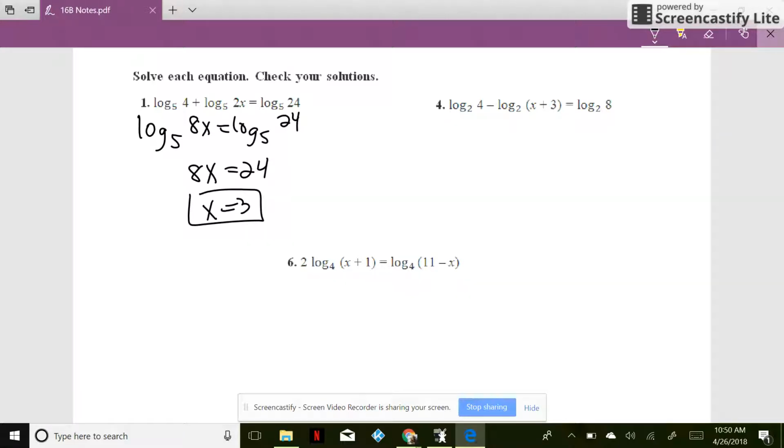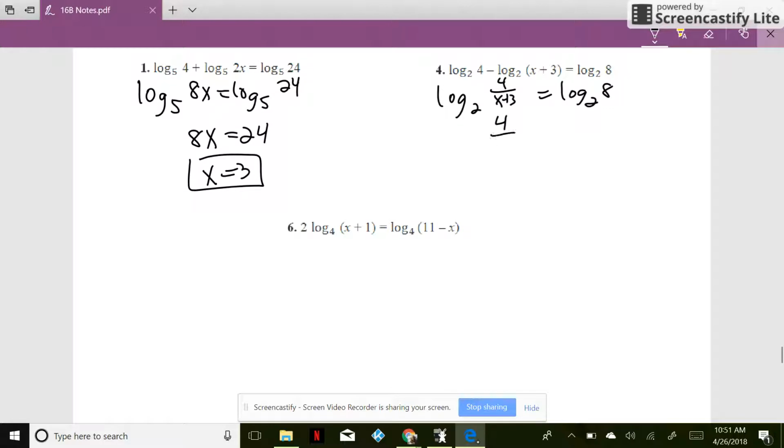We're subtracting here, so we want to rewrite it as a division. So log base 2 of 4 divided by x plus 3 is equal to log base 2 of 8. So now that we have the common base, we can set the two parts equal to each other. 4 over x plus 3 is equal to 8. Multiply both sides times x plus 3. So 4 is equal to 8x plus 24. Once you distribute that, subtract the 24 to get negative 20 is equal to 8x, and then divide. You'll end up getting x is equal to negative 5 halves.